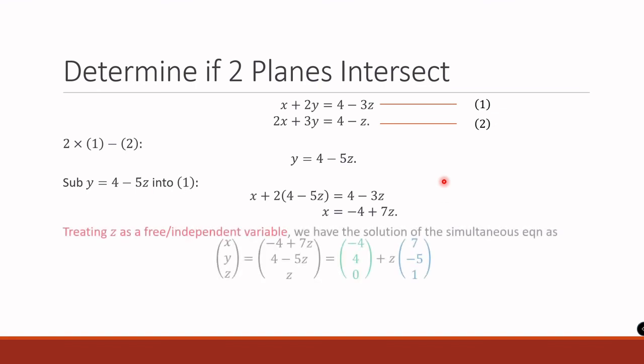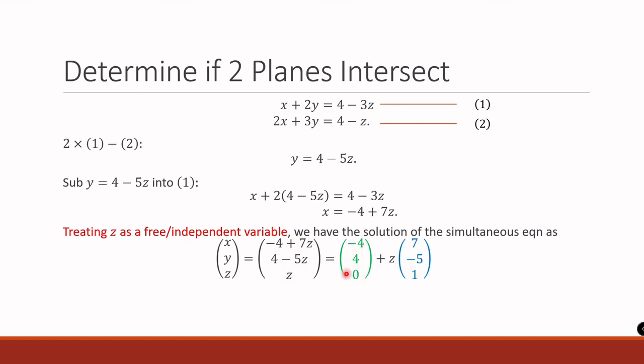I can write them in terms of a column vector now. Like this, x, y, z. X is equal to this, y equals to this, and of course z equals to z. Alright. All I need to do now is to treat z as an independent variable. Okay, independent meaning it can take on any value. In that case, I can rewrite my column vector like this.